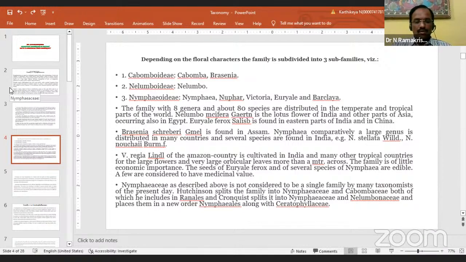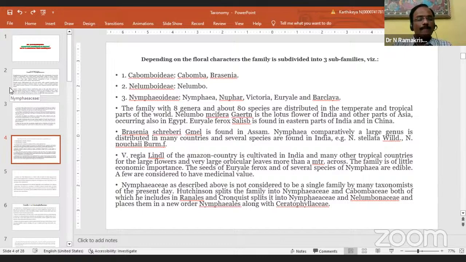And the Conservatoire and Botanical Gardens, Missouri Botanical Garden, New York Botanical Garden. Many botanical gardens exist worldwide. In India, there are the Central National Herbarium, Botanical Survey of India, and the Herbarium of the Forest Research Institute in Dehradun, and similarly Pune, Coimbatore, Shillong. So in India there are also different types of herbariums.